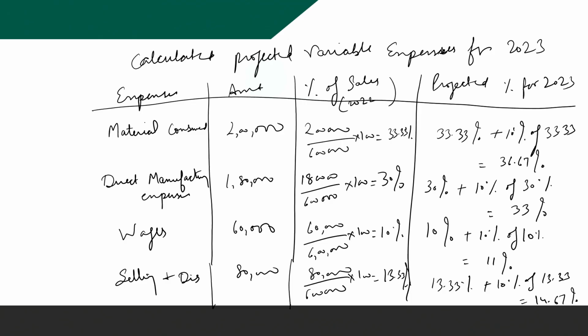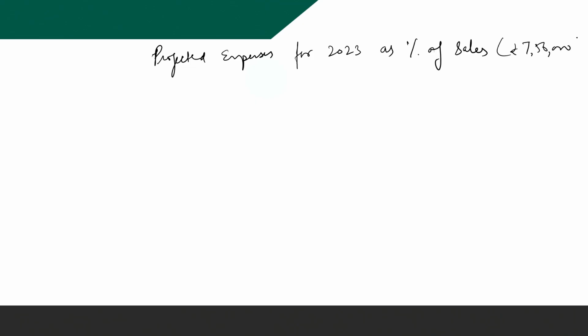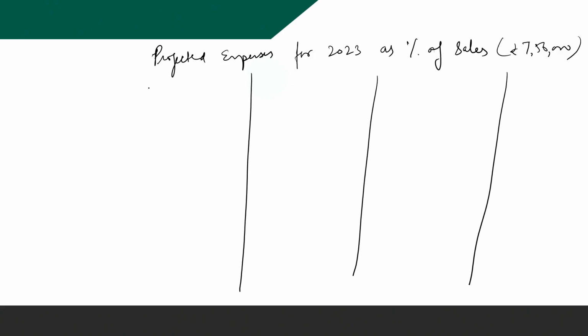Now, given the projected framework for the year 2023, we will compute all the expenses individually. Projected variable expenses for 2023 as percentage of sales, which we just calculated, would be 7,50,000. So first we go with the expenses, then percentage projected for 2023, and then amount.